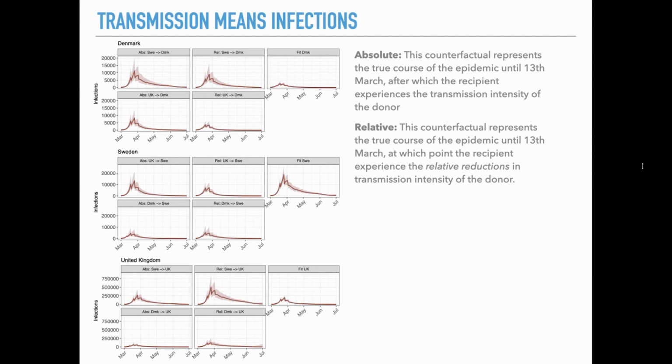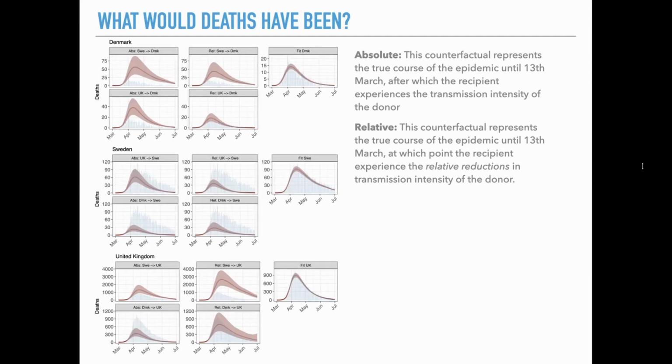Now, I realize it's a lot to take in, and I don't want to dwell on it too much. So let's just look at the deaths, because that's what's ultimately important. And let's focus on the UK down at the bottom. Fit to the UK, pretty good. Our model's done a good job. Great. Stochastic processes are wonderful.